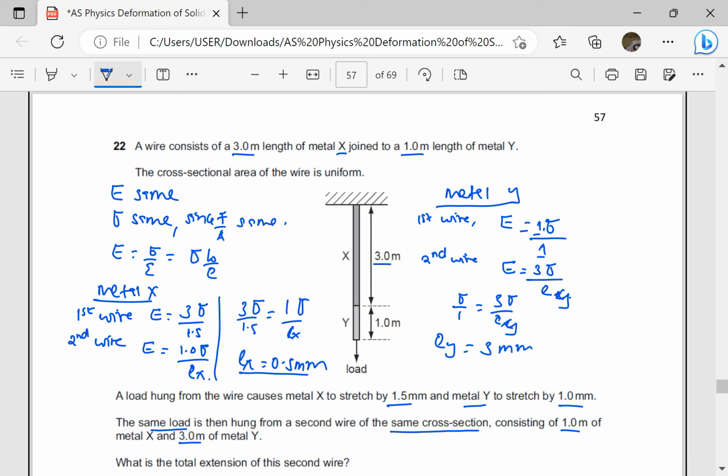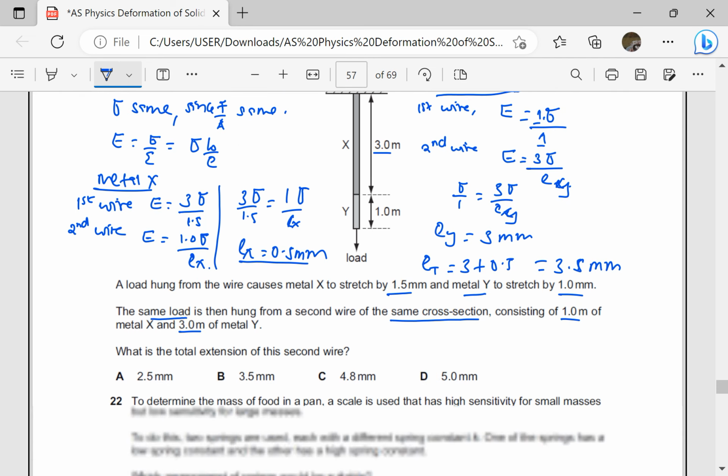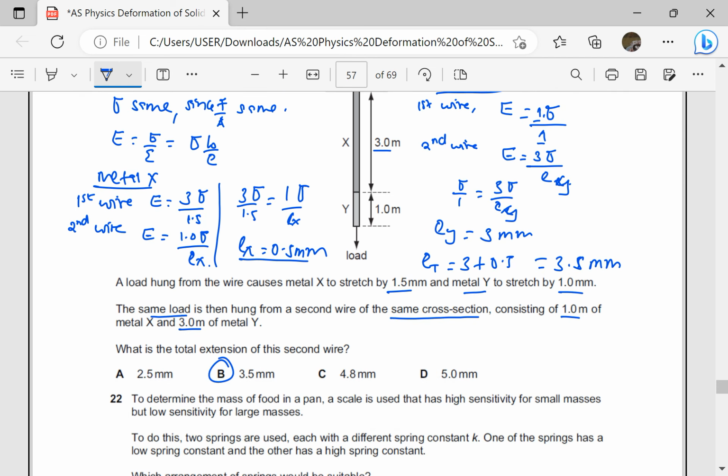millimeters. So if I want the total extension, because they behave as if they are quantities in series, the total extension is going to be 3 plus 0.5, which is going to give us 3.5 millimeters. So our answer is going to be B.